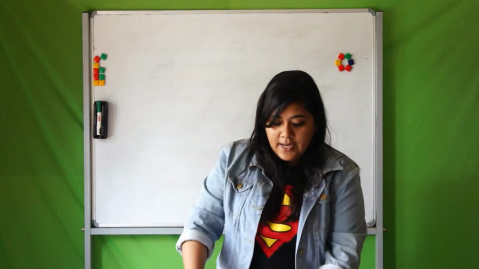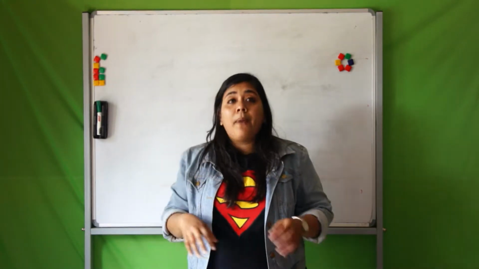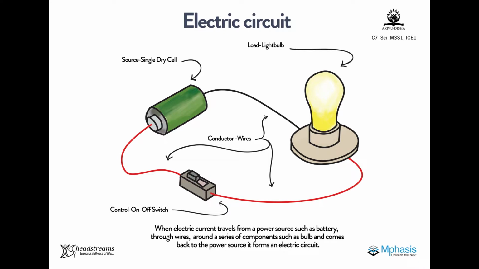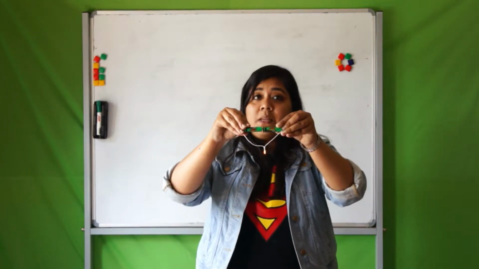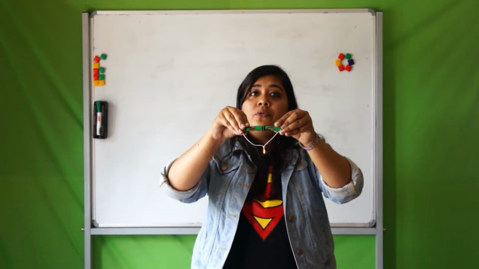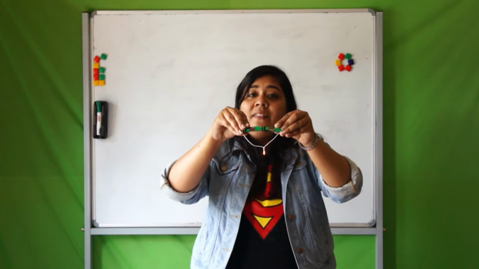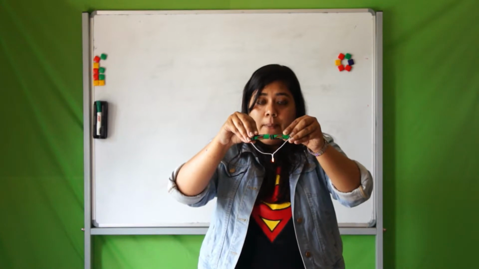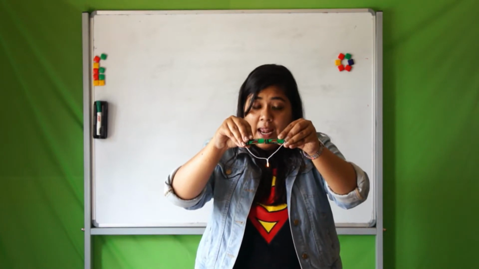Then tell the students that electric current travelling from a power source like the battery through the wires and a series of other components such as bulb, switch, etc. and back to the power source is called an electric circuit. Basically, what you explained is what was here. There's a power source, there's a series of other components like the bulb and the switch, and the electric current is passing through them to make it an electrical circuit.